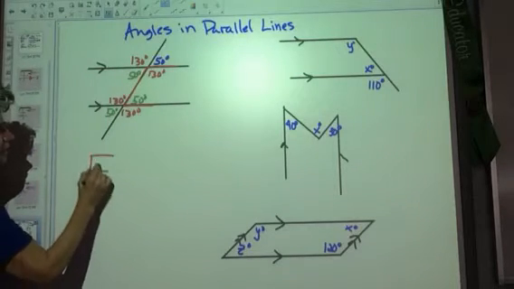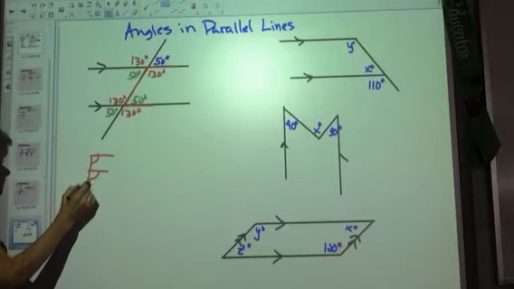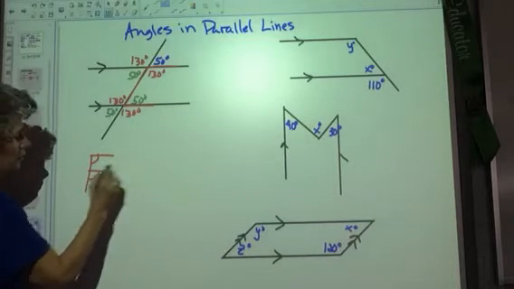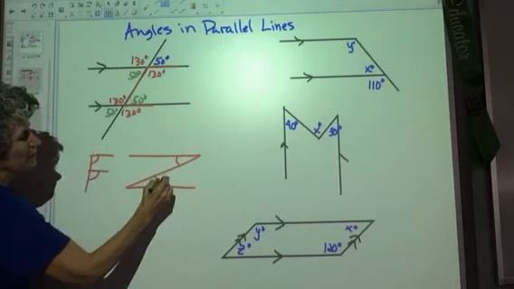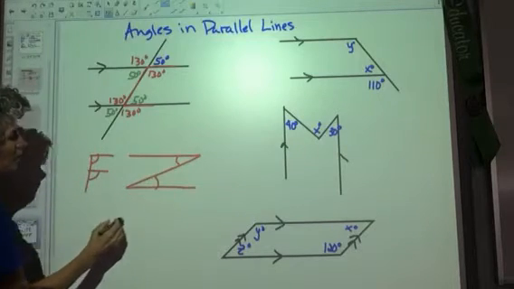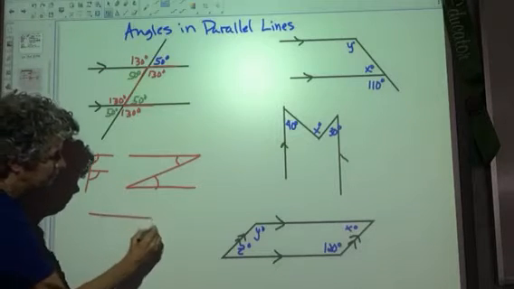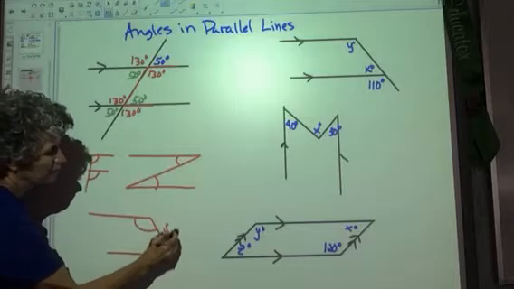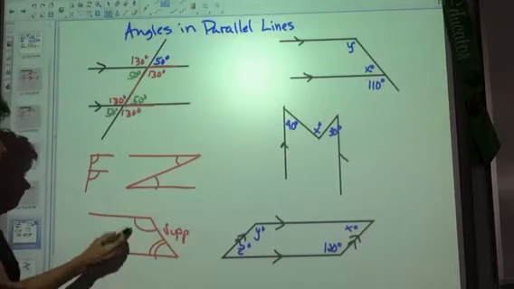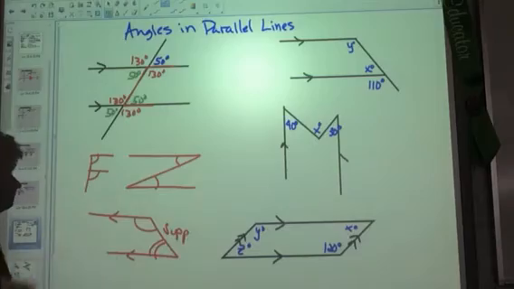Corresponding angles look like this, same position, and those are congruent. Alternate interior, I say they're squeezed into the Z, and they're the same. And then your same side interior, those are the ones that are supplementary. Same side interior supplementary, and they're like inside this box.